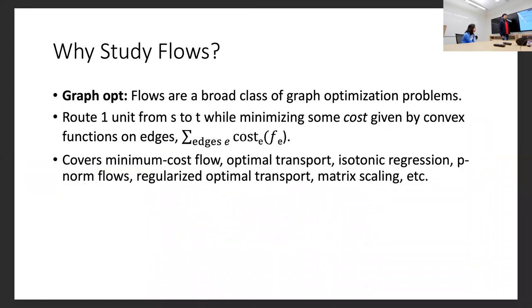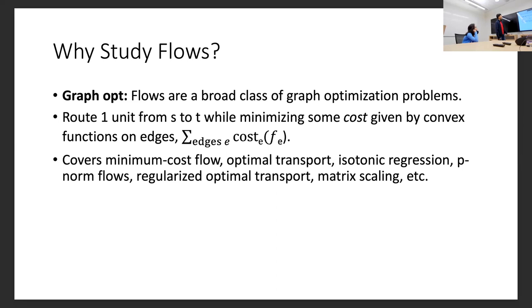As for why we study max flows, the modern perspective I want to communicate is that flows are a general graph optimization problem. We can think of a flow problem as the following: we want to route one unit between two vertices S and T while minimizing the total cost of the flow, where the cost of the flow is the sum over all edges of the cost function on edge E of the amount of flow f_E on it. We should think of cost_E as general convex functions. For different cost functions, it captures different problems.